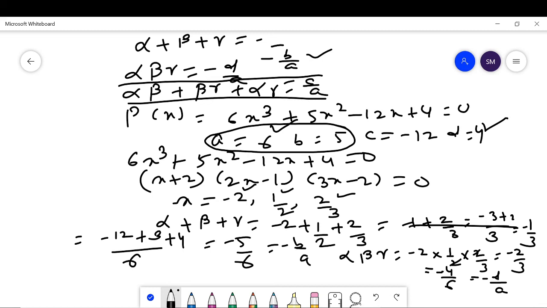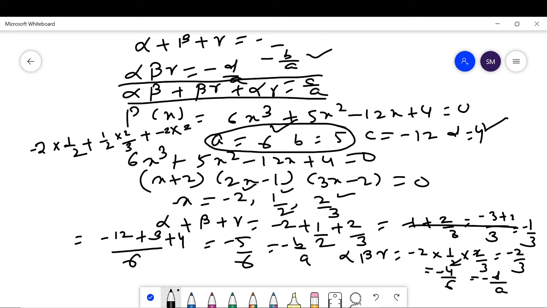Alpha into beta: 2 into minus 2 into 1 upon 2, plus beta into gamma: 1 upon 2 into 2 upon 3, plus alpha into gamma: minus 2 into 2 upon 3. Let us erase it and recall, students, what these are, and how we can verify the proper answer.